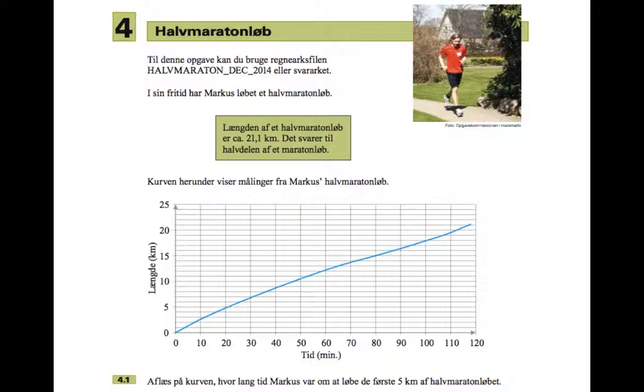The curve below shows measurements from Marcus's half marathon run. Read from the curve how long Marcus takes to run the first 5 kilometers of the half marathon. So just looking at that curve, 5 kilometers, and reading across and down, it's about 21 minutes.